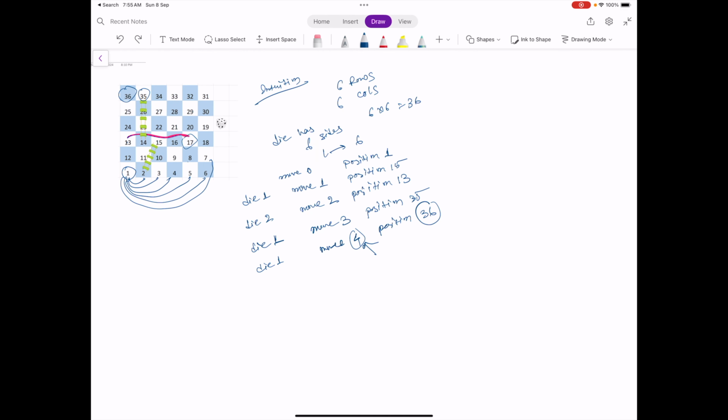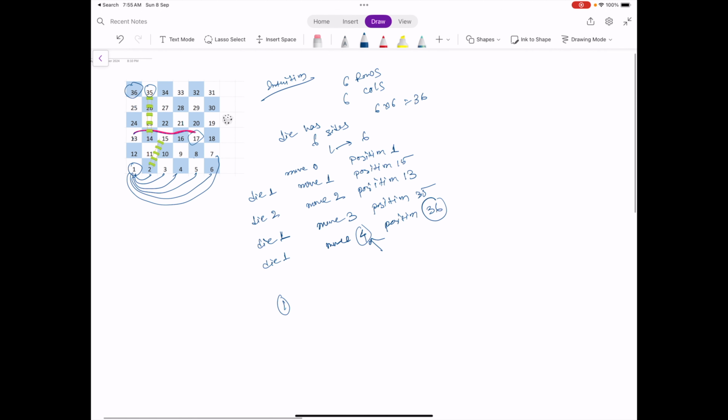So our initial position is at 1, and we move to 15 with 1 move. Then we move to 13 with 1 move, then we move to 35 with 1 move, and then we move to 36 with 1 move. So this is our start position, and this is our end position.